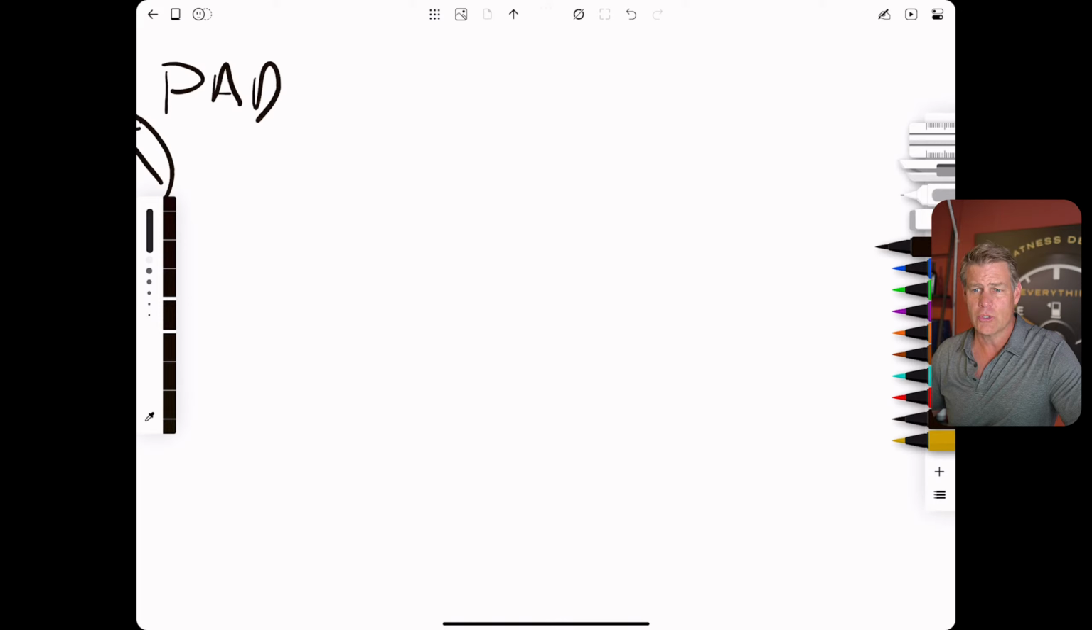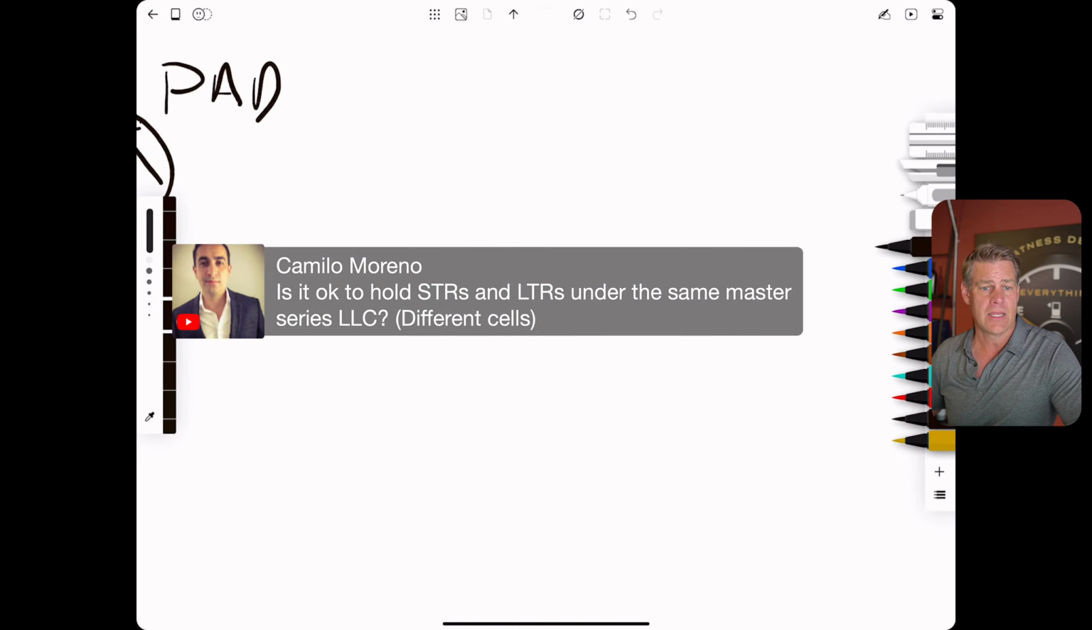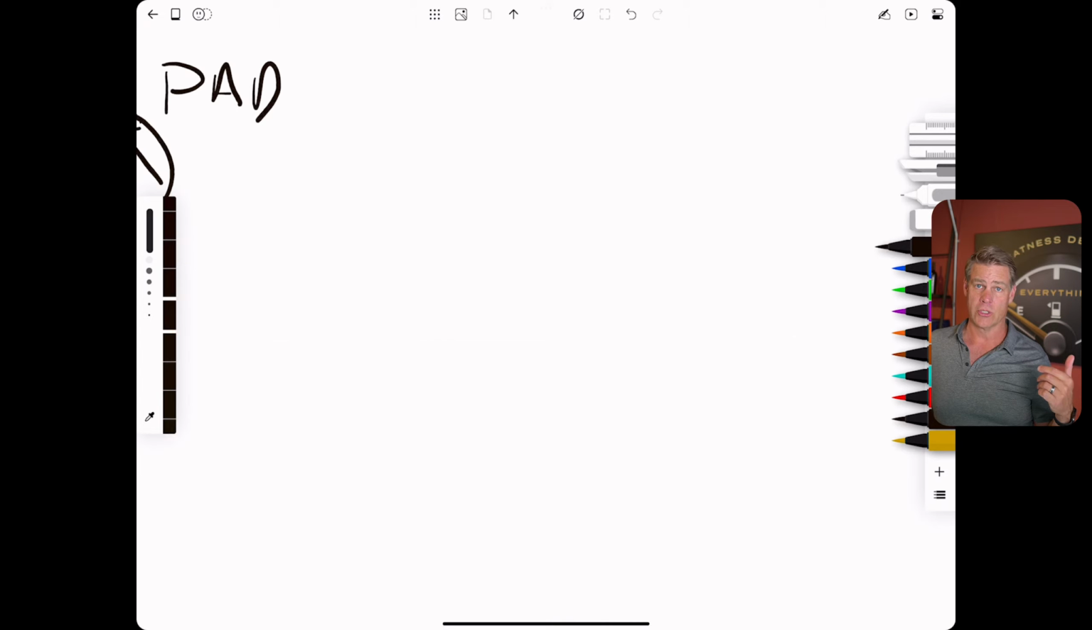Is it okay to hold short-term rentals and long-term rentals under the same master series LLC? Yes, you can hold them under the same LLC. That's not a problem. They just get broken out separately on the tax return. Depending on the size of your portfolio and what you're doing, if you're qualifying as a real estate professional, it's not an issue. But if you're just going the short-term rental route, it might be easier for you or your tax preparer to separate the two out. Maybe create a separate master LLC just for the short-term rental business and keep a different master LLC set up for the long-term rental business.